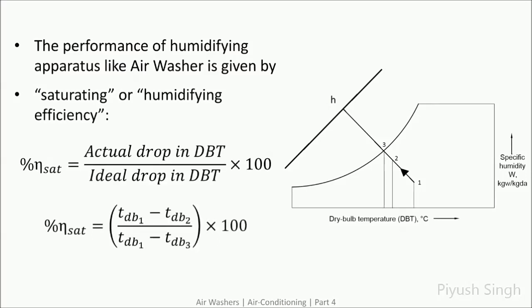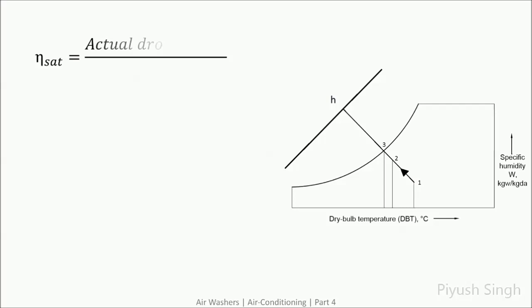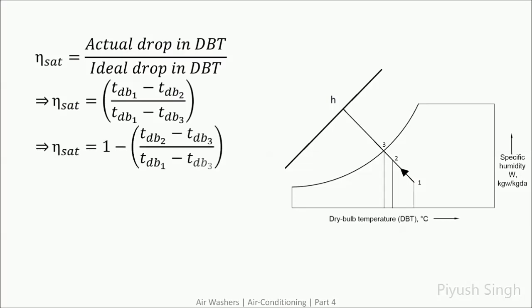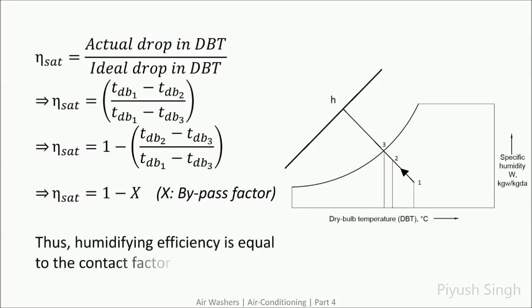The performance of humidifying apparatus like air washer is measured by saturating or humidifying efficiency, which may be measured as the ratio of the actual drop in dry bulb to the ideal drop in dry bulb temperature. It may also be measured as a ratio of the actual rise in specific humidity to the ideal rise in specific humidity. Now, this equation can be rearranged to this form. The second term here, if you recall from the previous video, is the bypass factor. Hence, the saturation efficiency is equal to the contact factor.